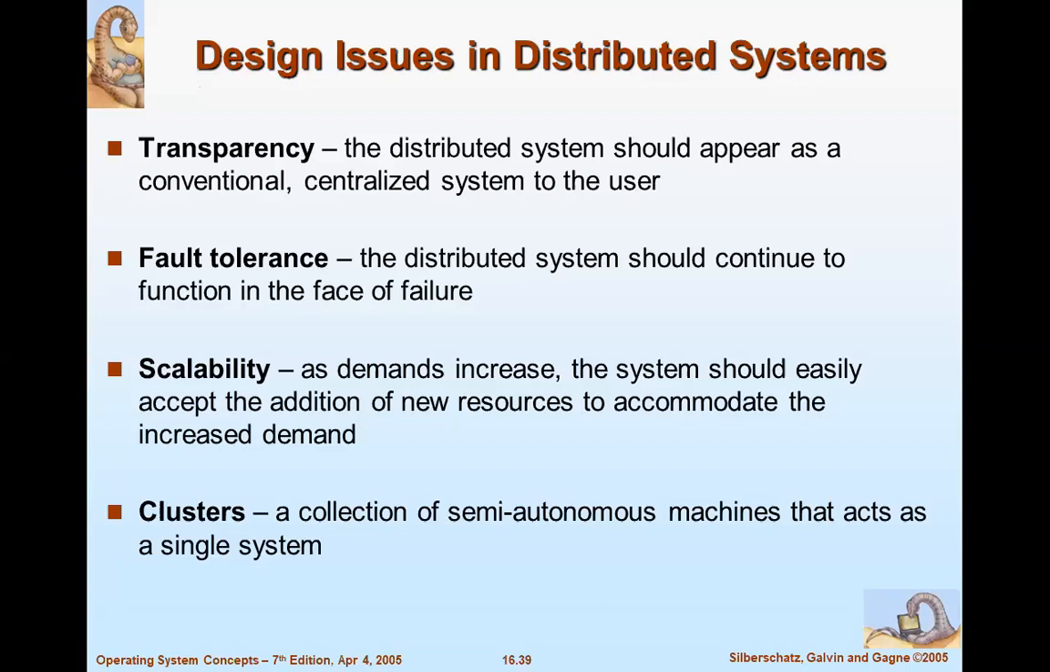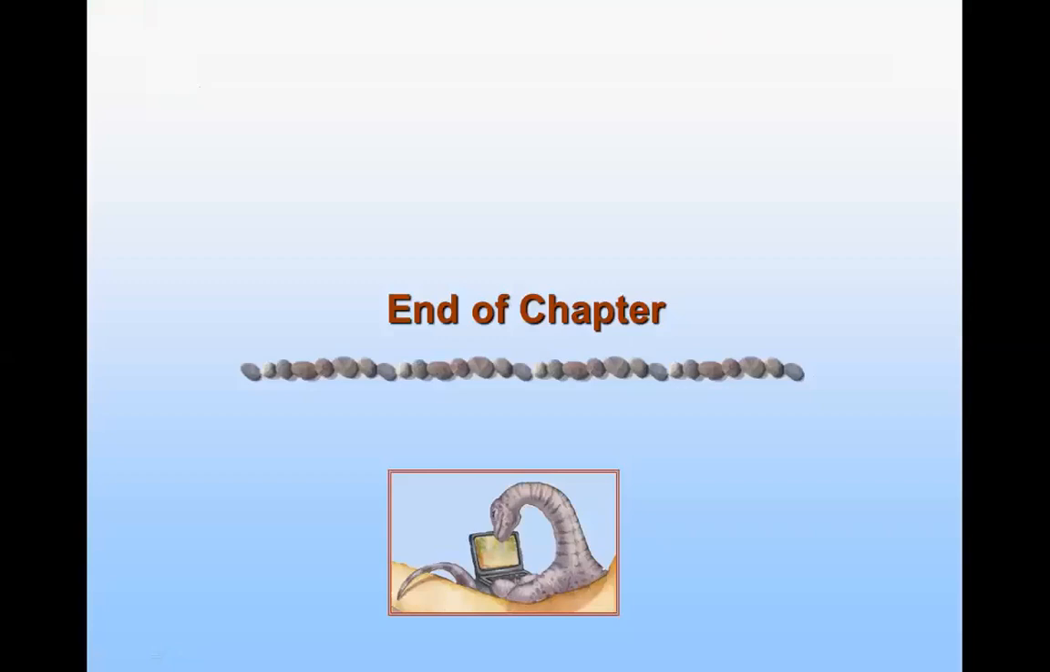And a cluster is a kind of group, a collection of semi-autonomous machines that act as a single system. So they are working together with each other and taking care of all those activities. So here is the end of this lecture number 1.